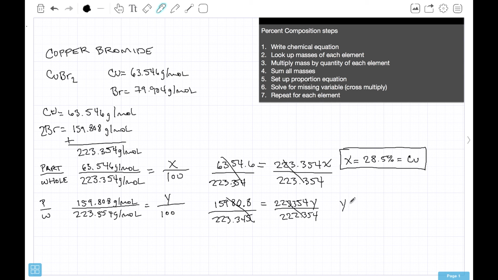And we found that y equals 71.5%. And that represents how much bromide is in copper bromide. Okay, so that's it.